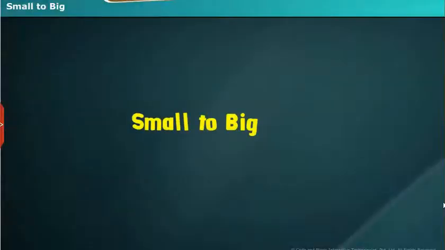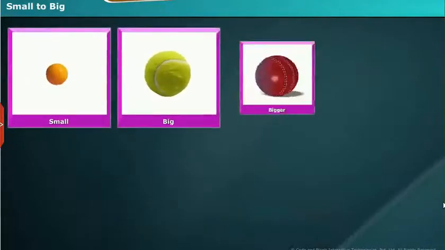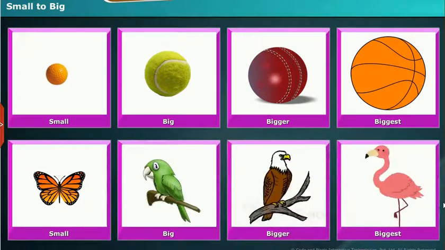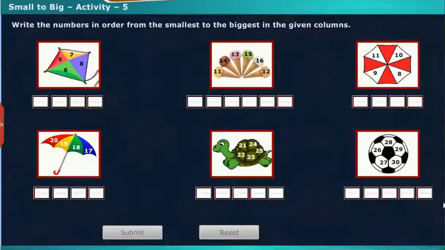Small to big. Keenly observe the images on the screen. You will know the differences between small and big. Let us do the following activity. Write the numbers in order from the smallest to the biggest in the given columns.